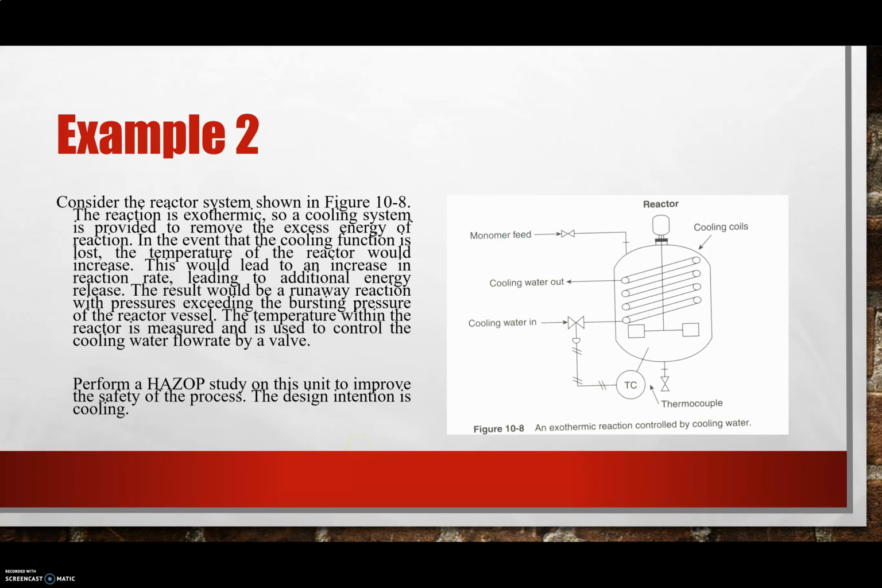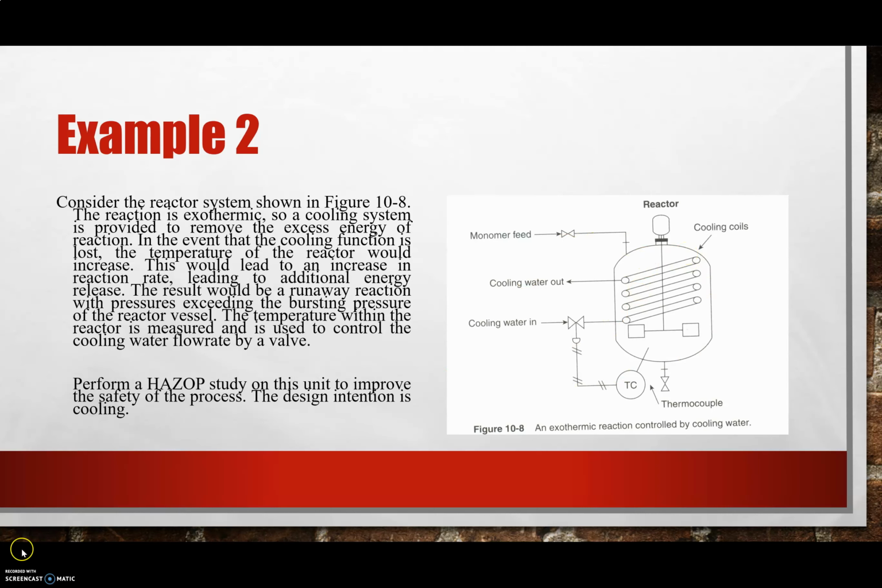Okay, this is the example. Example number 2 in our lecture is based on your textbook. As you can see, there is some explanation regarding the figure. The figure shows an exothermic reaction controlled by cooling water. So this is your unit.